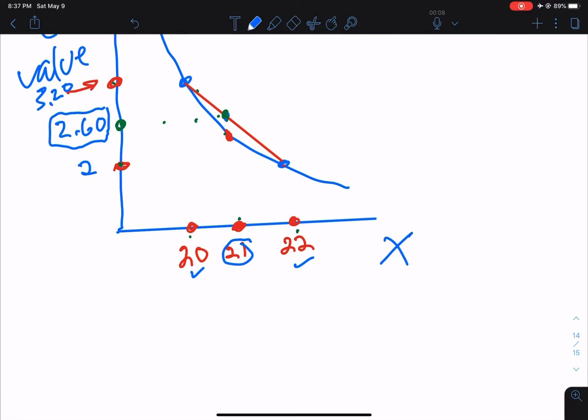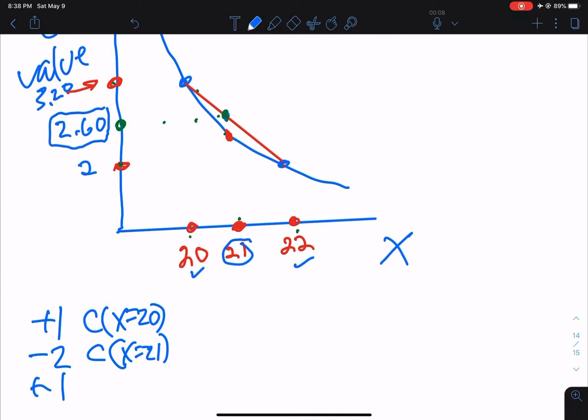So what we can do is we can go long one call with a strike price of 20. We can go short two calls with a strike price of 21. And we can go long one call with a strike price of 22. Okay, given that these are the prices, which we know are not equilibrium prices. Okay, so let's look at this.